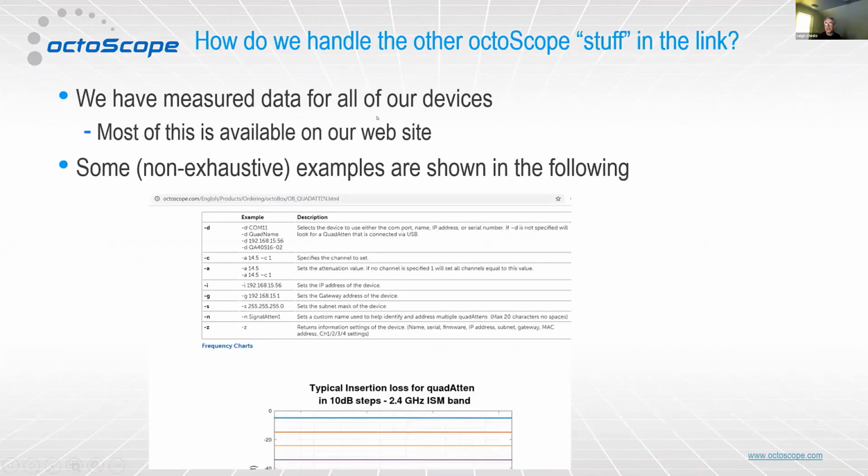Then there are these other things in the link budget when we put it all together. I'll talk about what those things are in a little bit. But the point I want to make here is that we have measured all of those, and most of this information is available directly on our website. I've got one example here. If you look at our attenuator, for example, you can see at the bottom that we've got measurements for the loss due to that attenuator in 10 dB steps. This is in the 2.4 gigahertz band. We do it in the 5 gigahertz band. We do it all over the place. So we have all this information available.